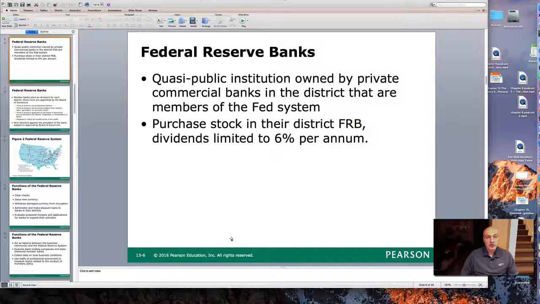Okay, so the Federal Reserve Bank is a quasi-public institution that's owned by its member commercial banks, the private commercial banks that are in the district of the Federal Reserve. They are allowed to purchase stock in the District Federal Reserve Bank, which can pay dividends up to a limit of 6% per annum. Now, this is under review by Congress, and it is possible in the future that this dividend could be reduced significantly or entirely eliminated.